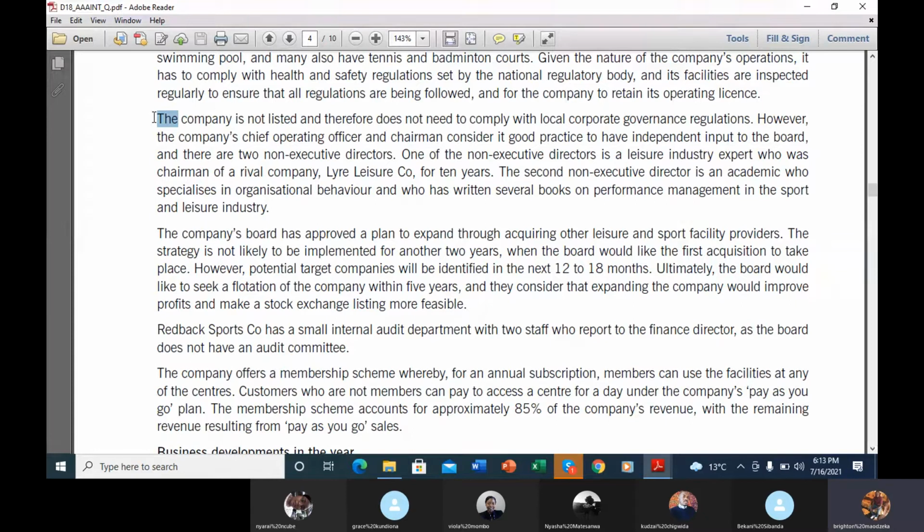So what am I saying? We need a paragraph which is flowing. So I have to go back and pick up on this. Say, of course, it's not a listed company. There's no need to comply with local corporate governance. But since it's like to seek a flotation of the company within 5 years. You see, the way I'm assessing, appraising my point.